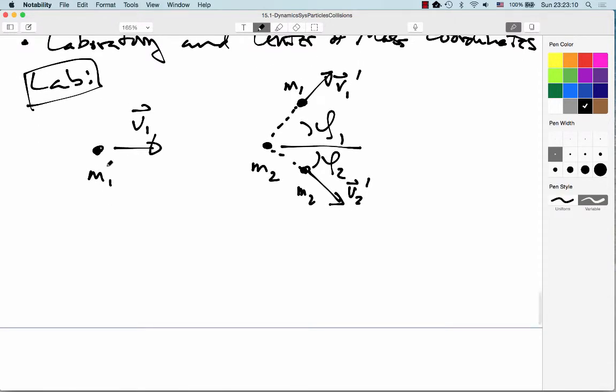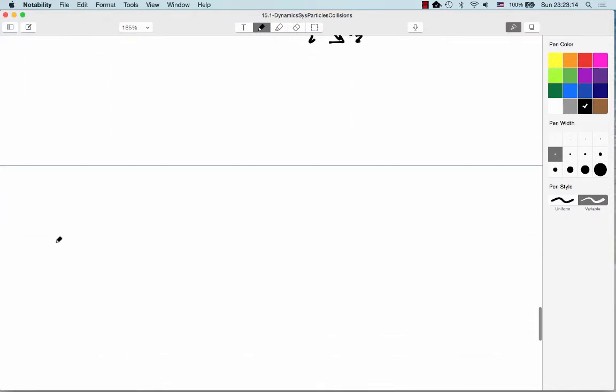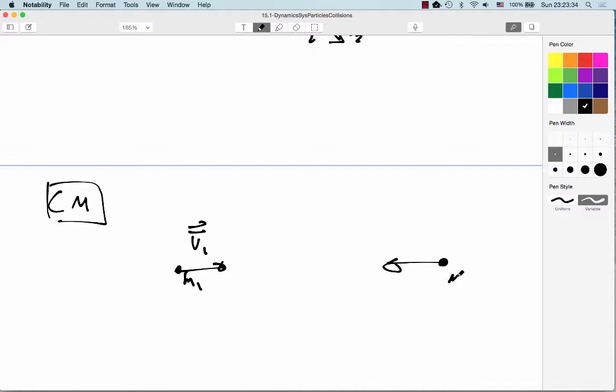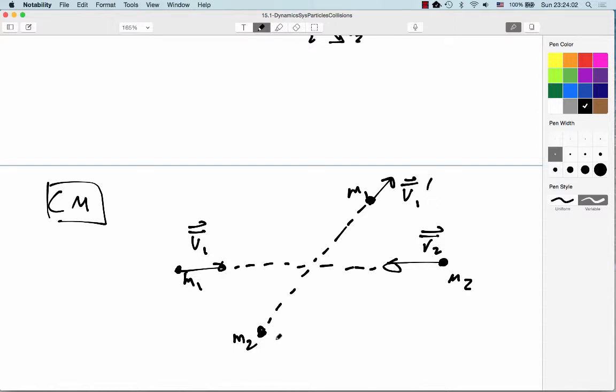Okay. Now, theoreticians prefer instead to calculate everything in the center of mass frame. So in the center of mass frame, they imagine that M1 is moving at velocity V1 bar, and M2 is moving with velocity V2 bar. They will go ahead and collide. So they come in here, like so, and they'll fly out, like so. So there's my M1, there's my M2, M1 flies out at V1 bar prime, M2 flies out at V2 bar prime.